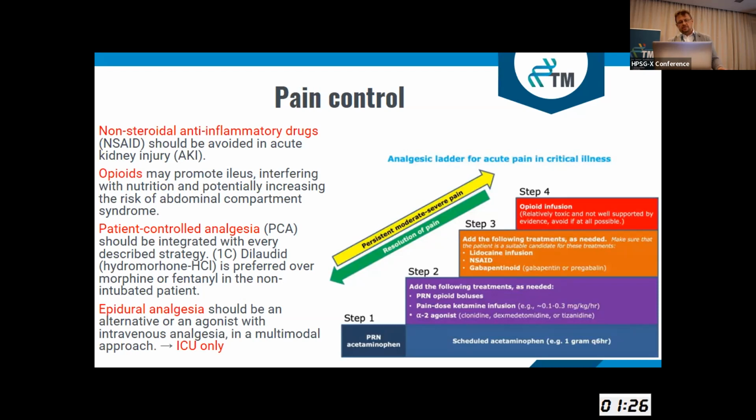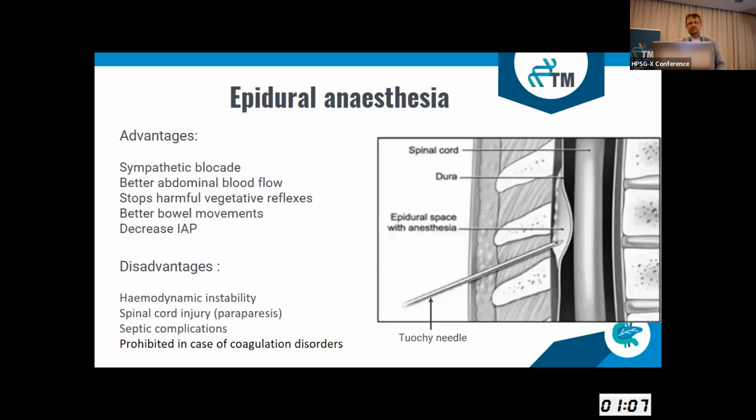We can use patient-controlled analgesia. Hydromorphone hydrochloride is the preferred drug over morphine or fentanyl. And in some cases we do epidural analgesia. It could be an alternative or an adjunct.